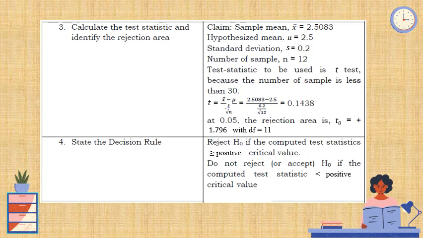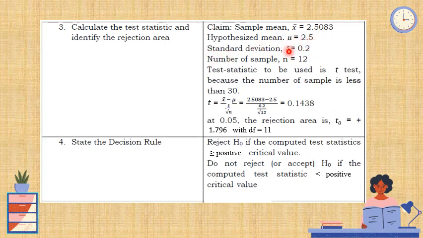Next, we have step 3. Calculate the test statistic and identify the rejection region. So, dito sa step 3, ilalagay na natin yung mga given na pwede nating makuha doon sa given problem. So, yung claim, yung ating sample mean, which is the X bar, yung 2.5083 kilograms. Yung hypothesized mean, yung mu natin na 2.5.